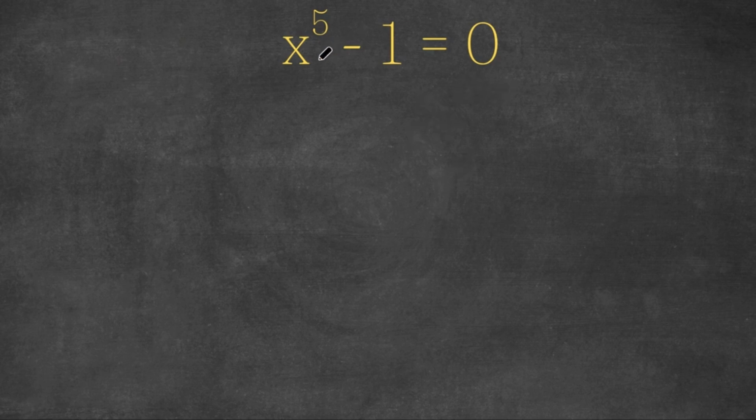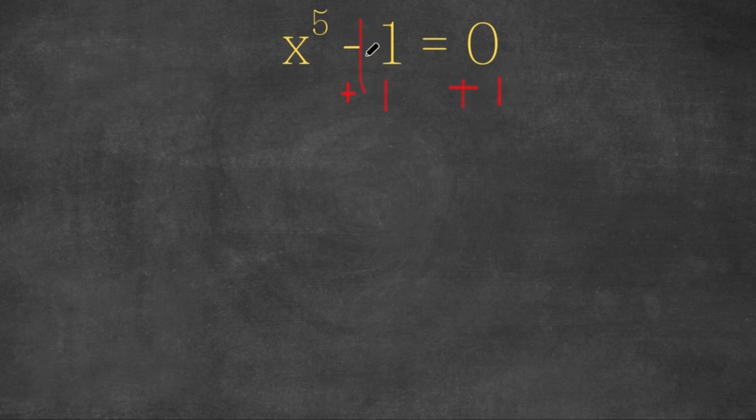In today's video, I'm going to be teaching you guys how to solve this exponential equation. So we have x to the power of 5 minus 1 equals 0. Well, our first step is to isolate x, right? We want to get it by itself. So to do that, we need to get rid of this negative 1 here. So to do that, we need to get it to the other side, and how we're going to do that is we're going to add 1 on both sides.